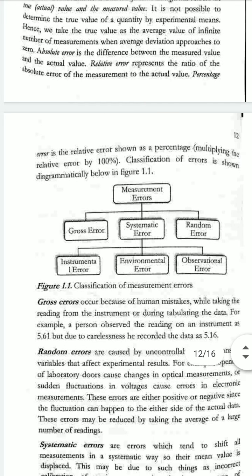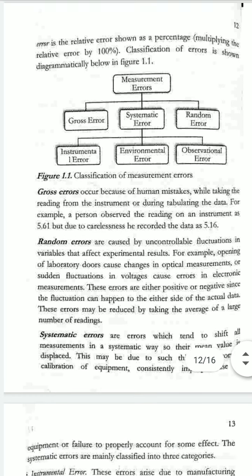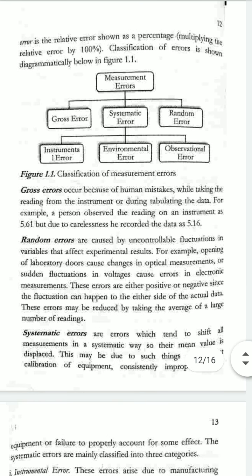Now let us move on to the different types of errors. So gross error. What is gross error? Gross error occurs when a human mistake is made. While taking a reading from the instrument or during tabulation of the data, you can make a mistake, isn't it? So that mistake is called a gross error. For example, if a person observed the reading on the instrument as 5.61, then he carelessly recorded it as 5.16, then that error is called a gross error.